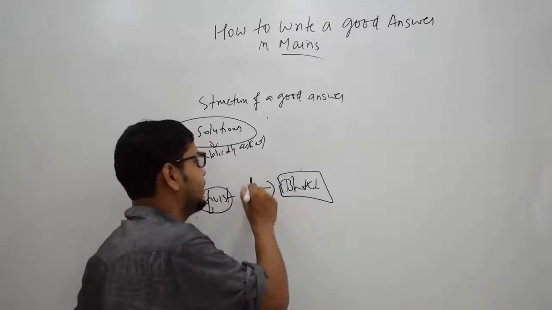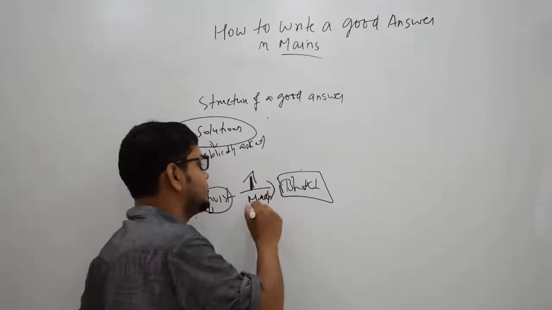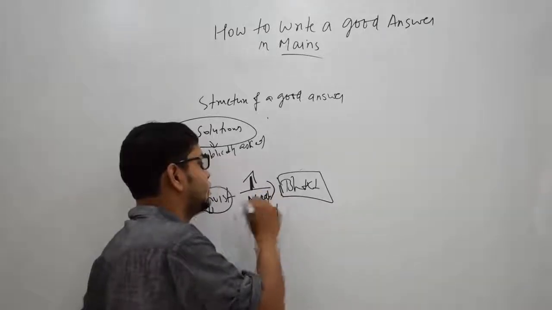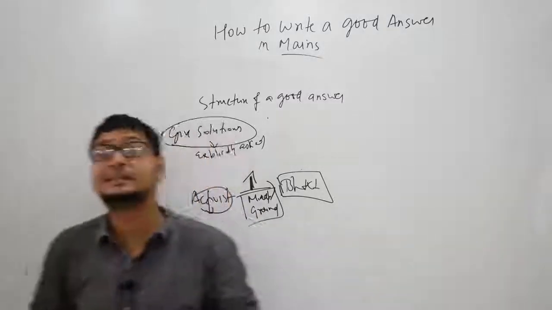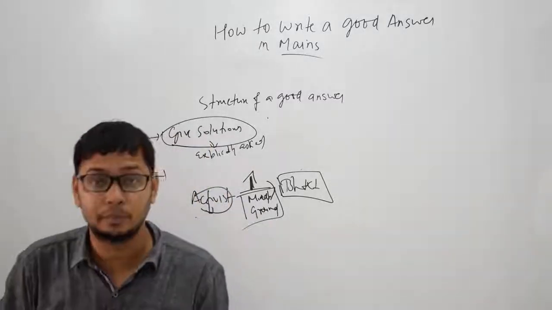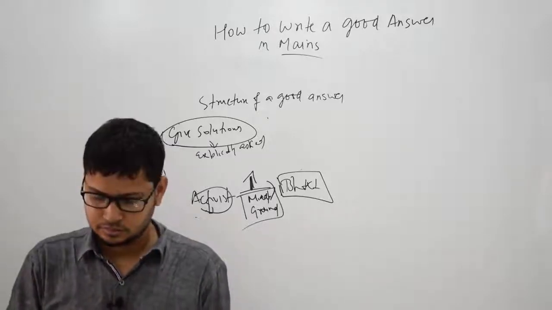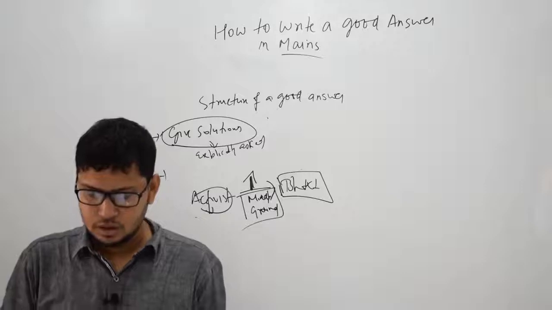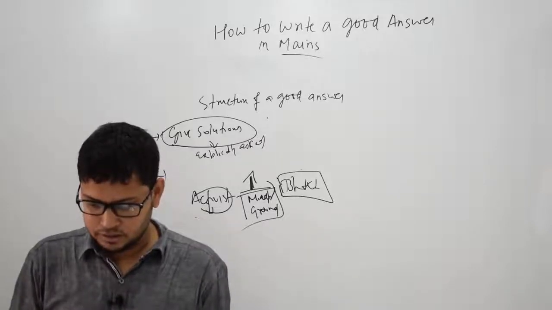This is what you call a middle ground. Your conclusion should reflect this, but it should always be optimistic. It should always reflect that things can be changed, things can be improved if some course correction is done. So this is the first part of the answer.